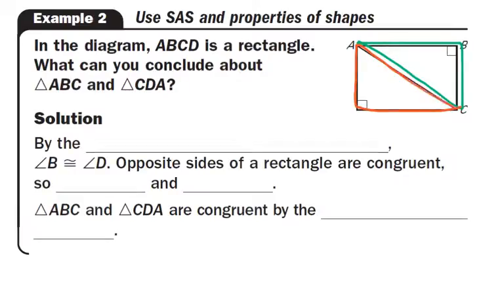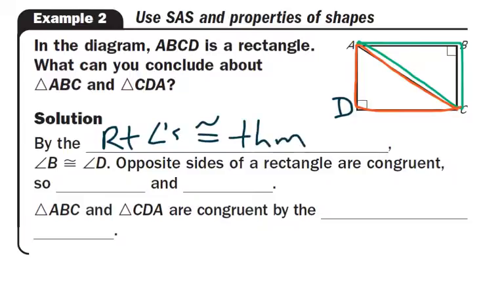CDA. And I think if yours is like mine, it might have forgotten to label D there. Okay, so if we look at that, we know by the right angles congruence theorem that all right angles are congruent. So angle B and angle D are congruent. Opposite sides of a rectangle are congruent. So segment AB is congruent to segment CD.